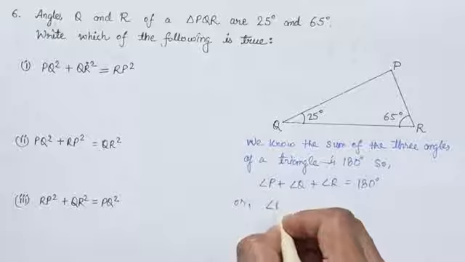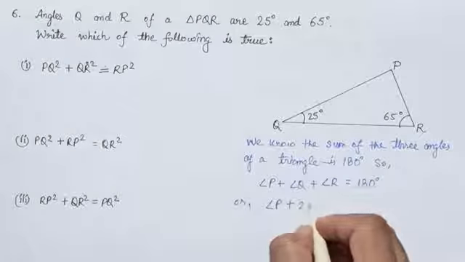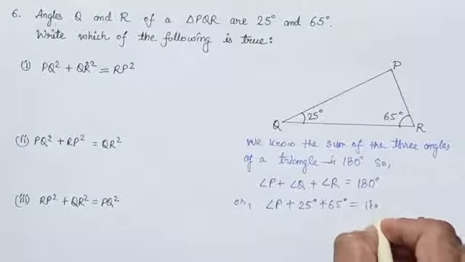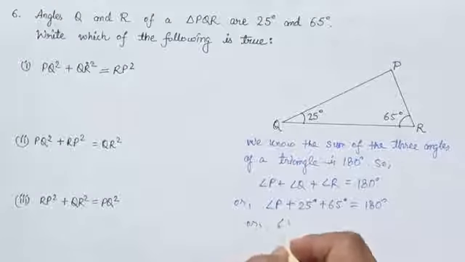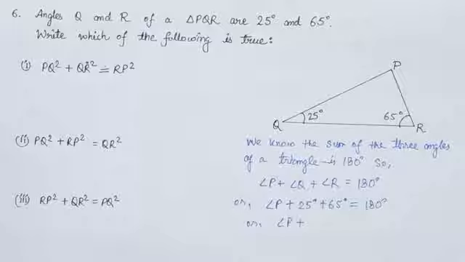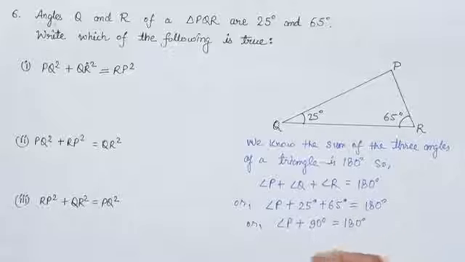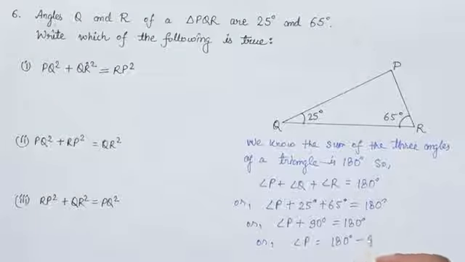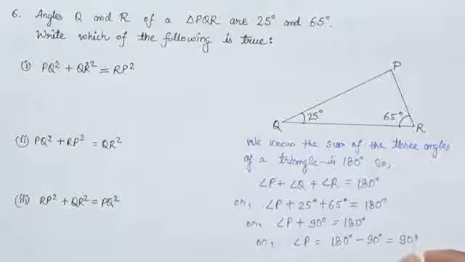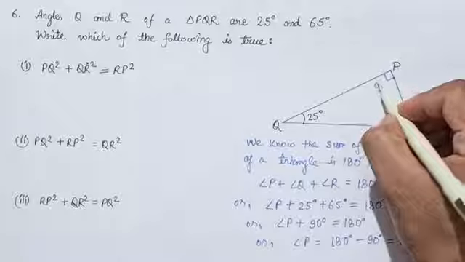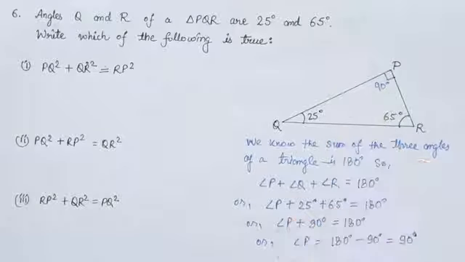So we don't know the value of angle P. Angle P plus angle Q, which is 25 degrees, plus angle R, which is 65 degrees, equals 180 degrees. Or we can write angle P plus 25 and 65, which comes out to be 90 degrees, equals 180 degrees. So angle P equals 180 degrees minus 90 degrees, which comes out to be 90 degrees. It means the measure of angle P is 90 degrees. Hence we can say this is 90 degrees, and if this is 90 degrees, then it means PQR is a right angle triangle.